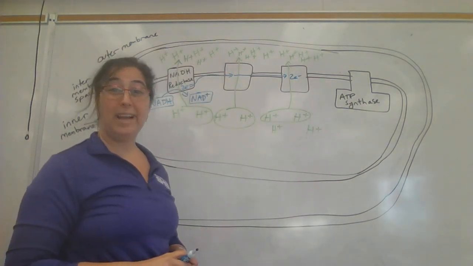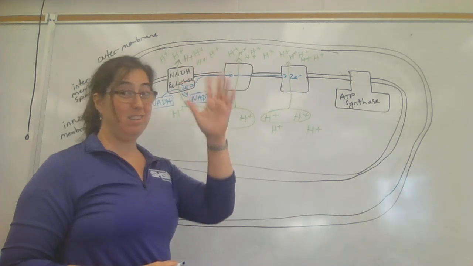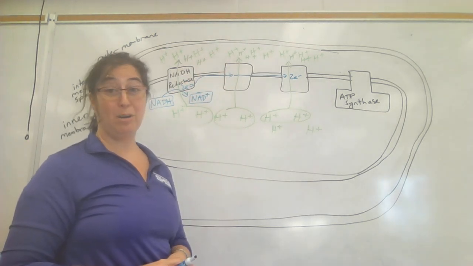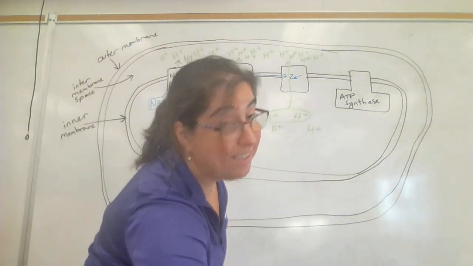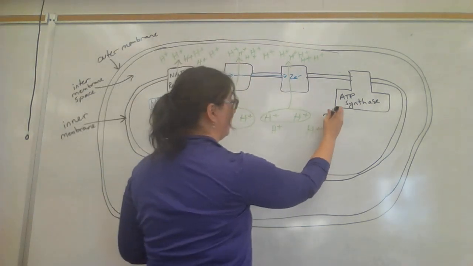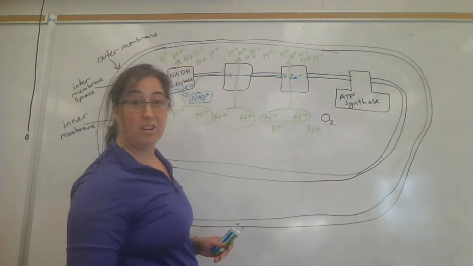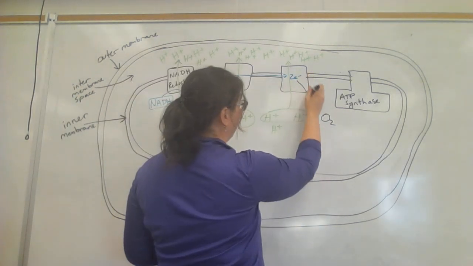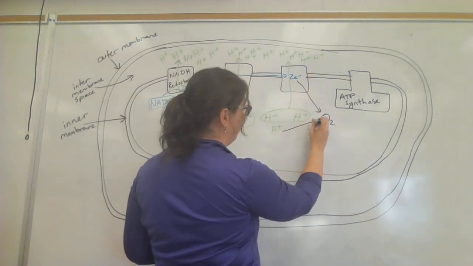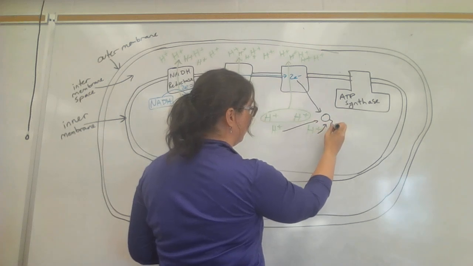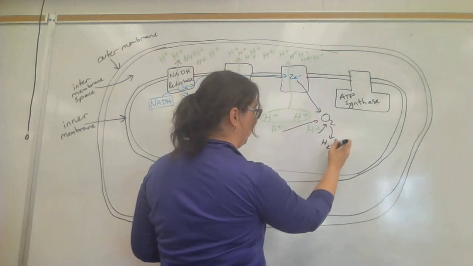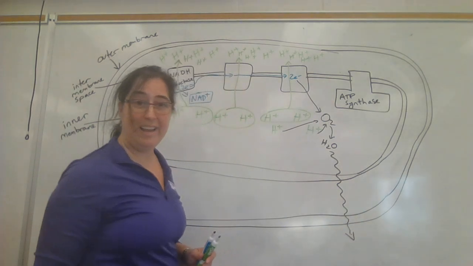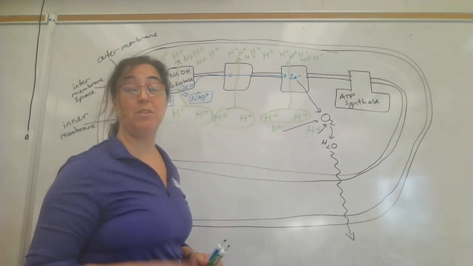At this point, our electrons went from high energy to low energy. So it's time to get rid of them. We need the garbage collector. So in this case, garbage collector is oxygen. Oxygen's going to come in, breathe it in, and it's going to pick up those electrons, and it's going to pick up some hydrogen ions, and that will create water for us, which will then diffuse out of the mitochondria and out of the cell, and we'll breathe it out.